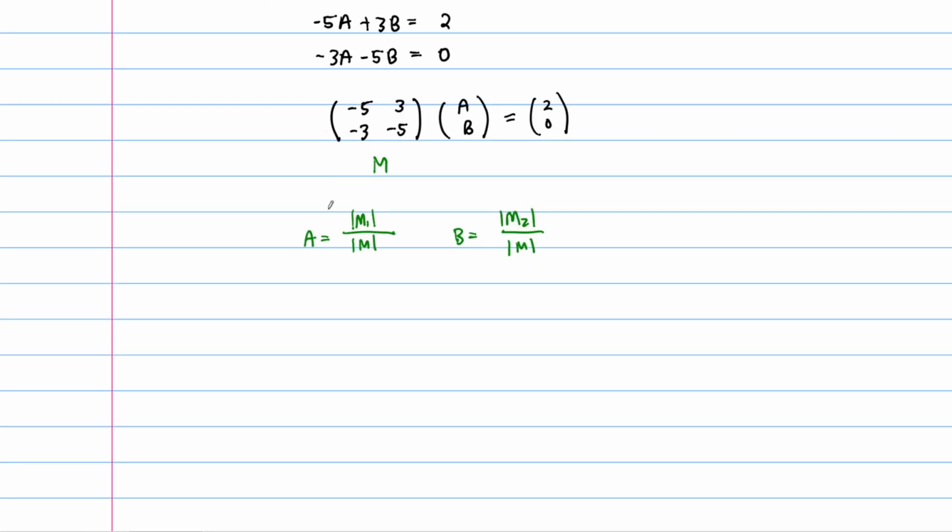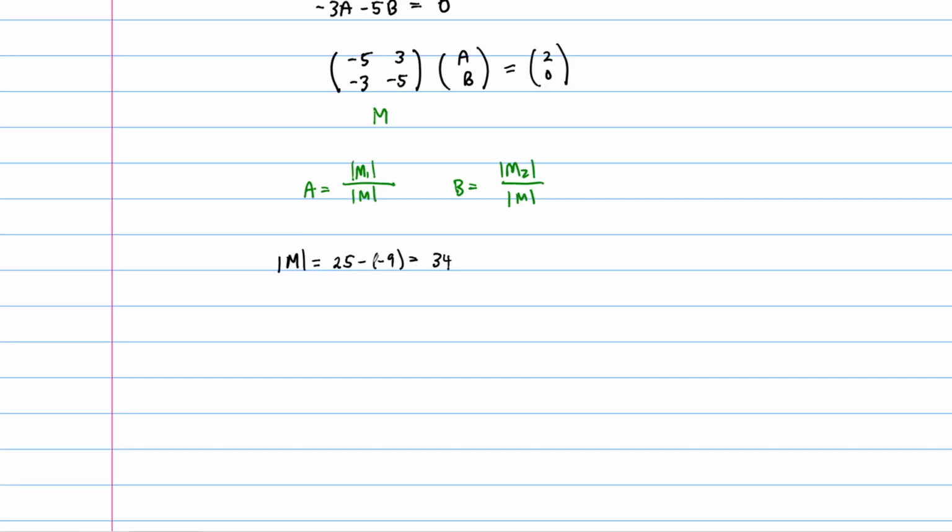Hopefully you guys remember this from an algebra course. But the determinant of M is just going to be this kind of diagonal product, right? So it's going to be 25 minus negative 9. So that's going to be 34 when you add those up, right? So that's the denominator.